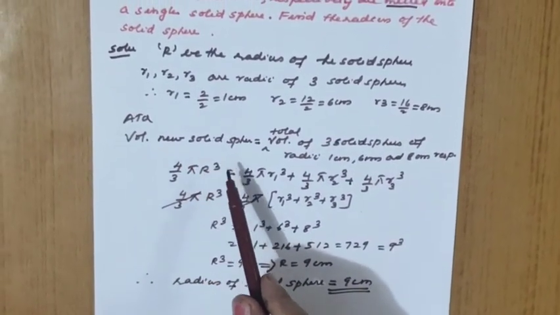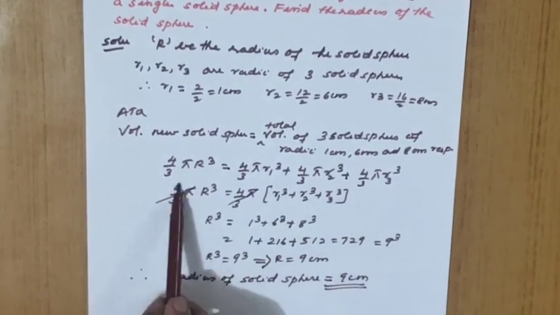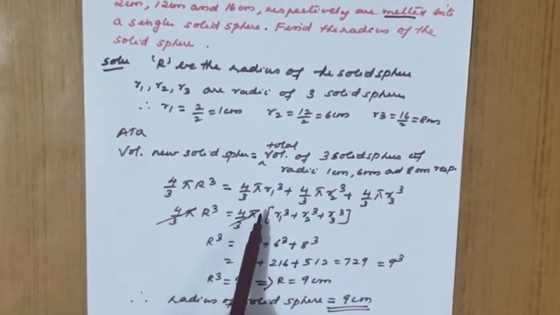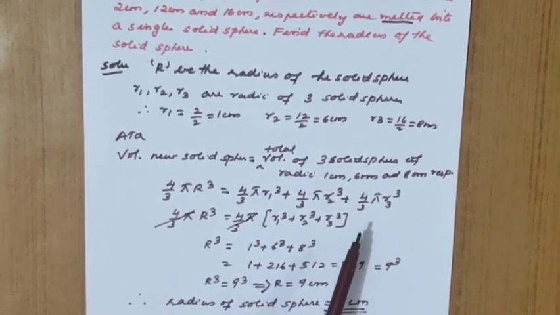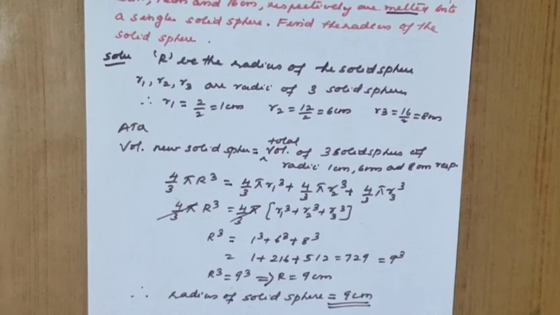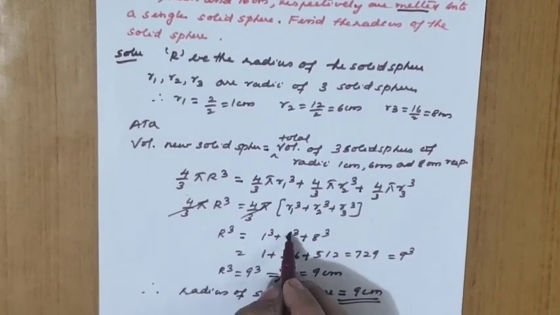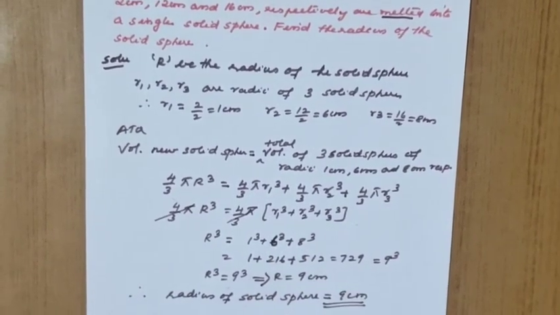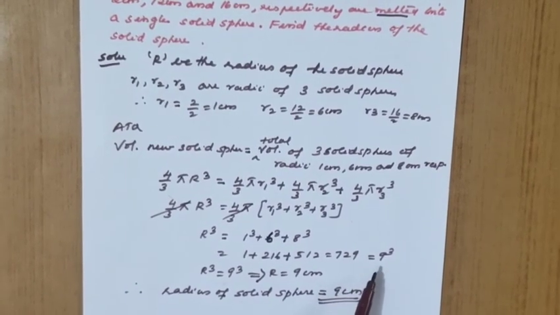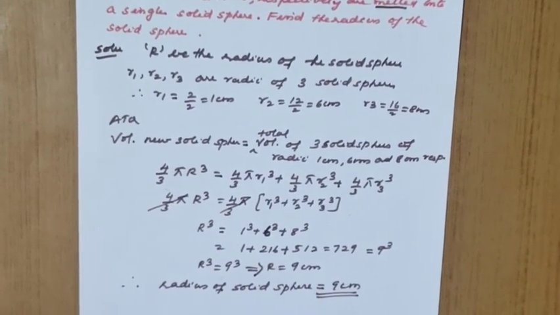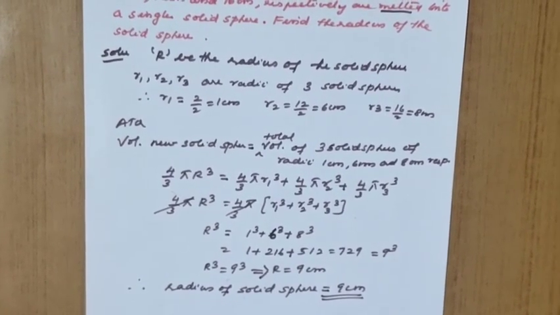According to the question, volume of the new solid sphere equals the total volume of the three solid spheres. That means 4 by 3 pi R cube equals 4 by 3 pi R1 cube plus 4 by 3 pi R2 cube plus 4 by 3 pi R3 cube. 4 by 3 pi is common, so it will get cancelled. So R cube equals 1 cube plus 6 cube plus 8 cube. Expand that and we get 729, which is equal to 9 cube. So R equals 9 centimeter. The radius of the solid sphere is 9 centimeter only.